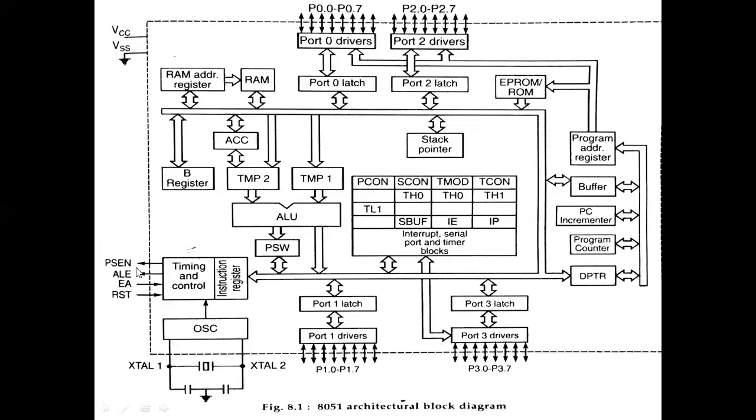Next one is PSEN. PSEN is a control signal and it is used to read external program memory. Next one is ALE, which we have already seen in the previous video, address latch enable. And EA means external access input, used to enable or disable the external memory. Next one is RST, meaning reset.